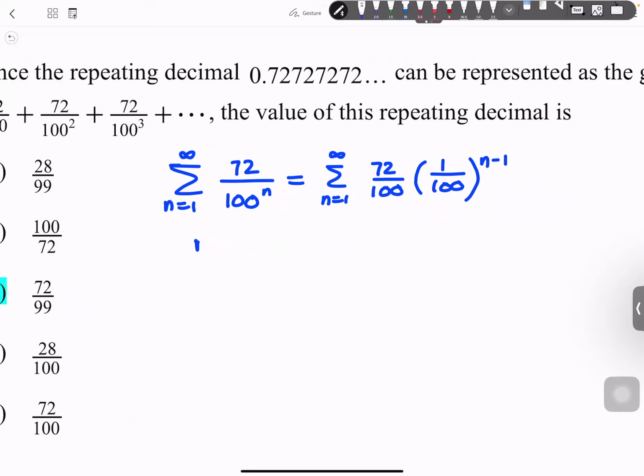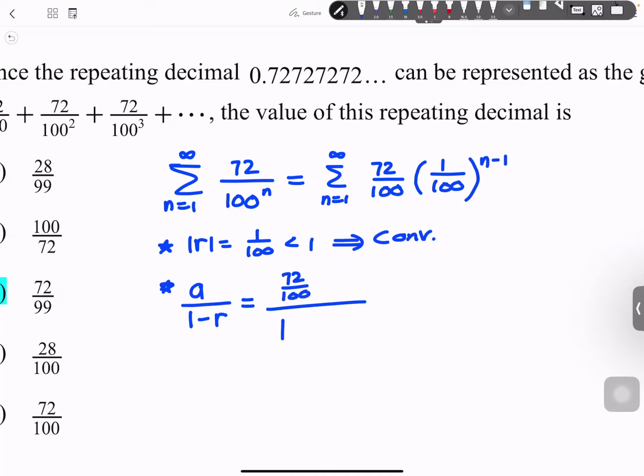So the R value here is equal to 1 over 100, which is less than 1. So that tells me that this is going to converge. What is it going to converge to? It's going to converge to A over 1 minus R. So for this problem, the A value is 72 over 100 divided by 1 minus 1 over 100.